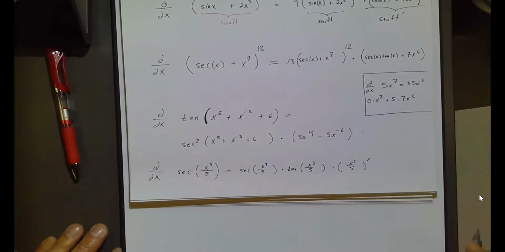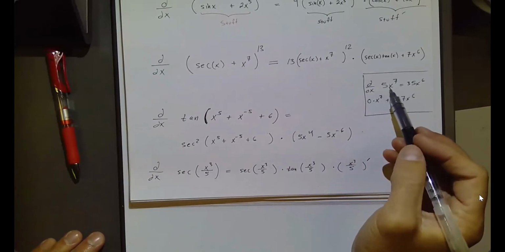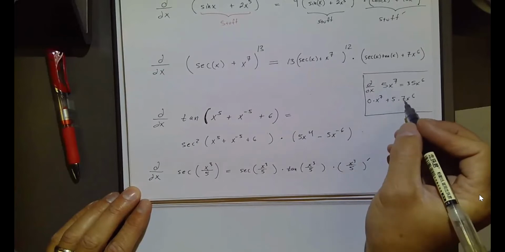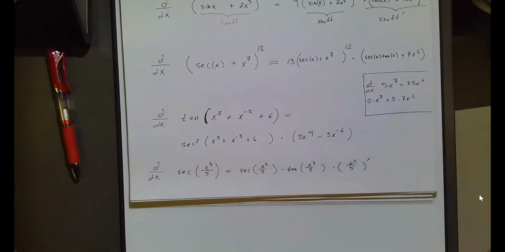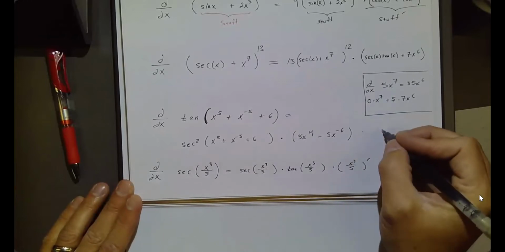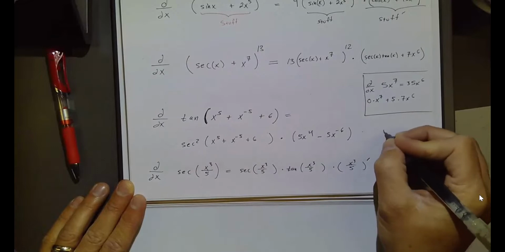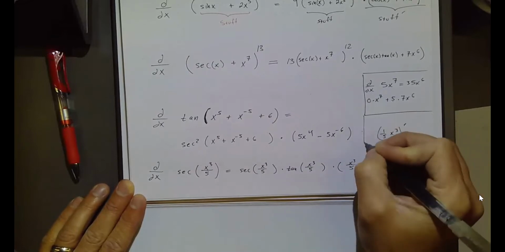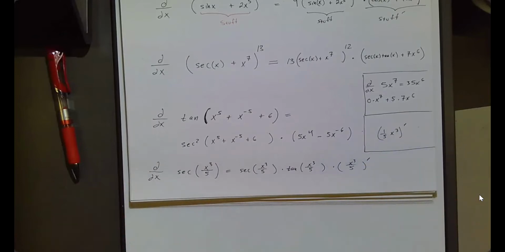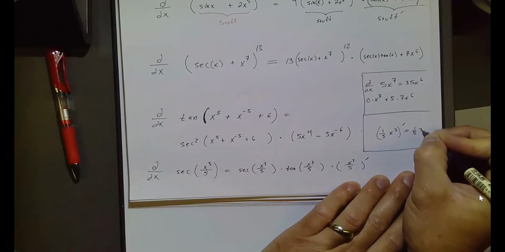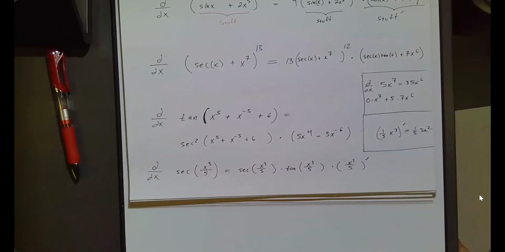So this constant multiple rule, where you just say the derivative of 5 times x to the 7th is just 5 times the derivative of x to the 7th, also applies here. The derivative of x cubed over 5 is really the derivative of 1/5 times x cubed. And the derivative of 1/5 times x cubed is 1/5 times 3x squared. Or as I would probably write it, 3x squared over 5.